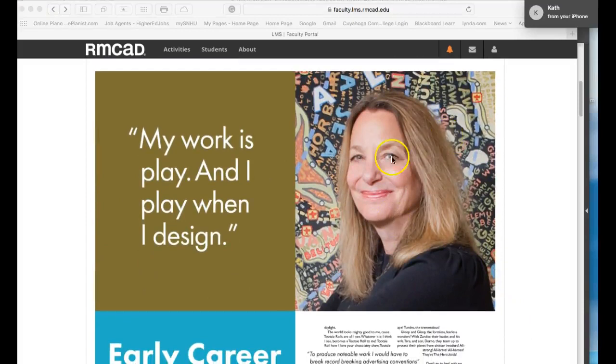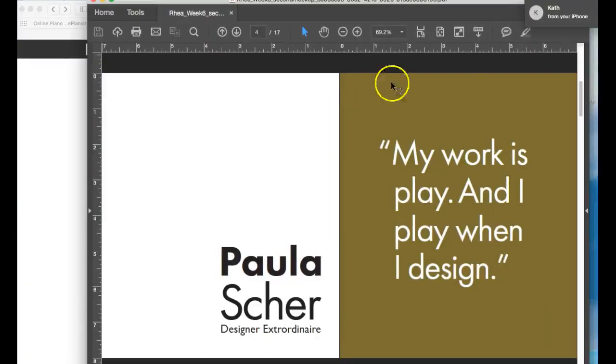Okay, so your first spread. This type is just huge. And I want to talk about your page size too. Your page size is 7 by 8. You're almost a square format. This is going to be a difficult page to work on.